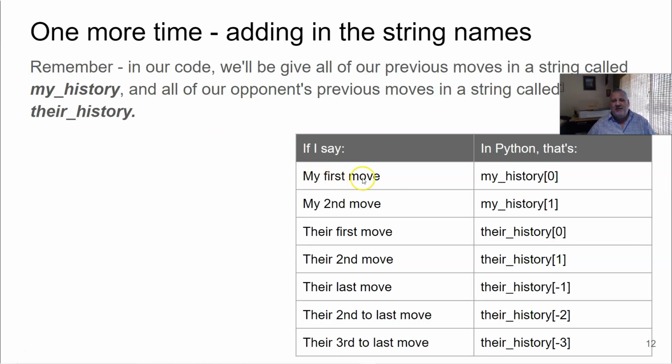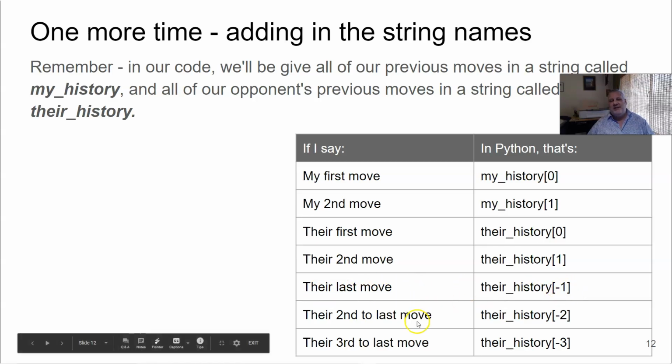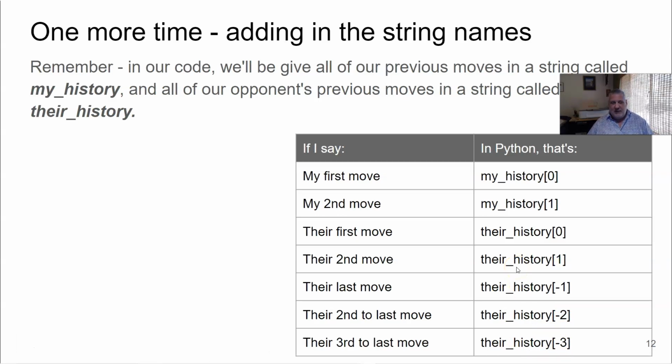So one more time, just spelling that out. When I say my first move in Python, I'm going to say my_history[0]. If I say my second move, I'm going to say my_history[1]. If I want to go from the end, I'm going to use negative numbers. So their last move is their_history[-1]. Their second to last move, their_history[-2]. Their third to last move, their_history[-3]. Okay, that may seem obvious. Let's see how we can use it.